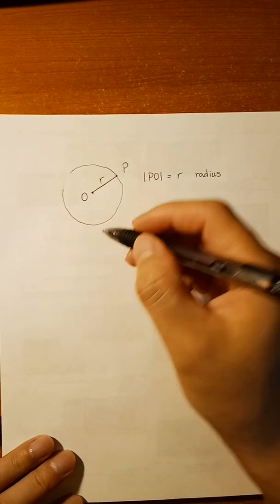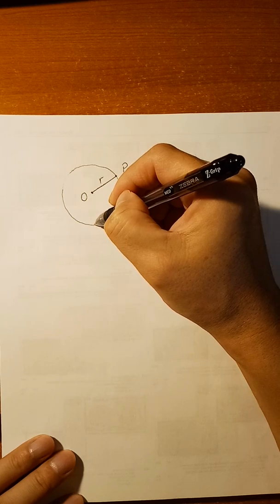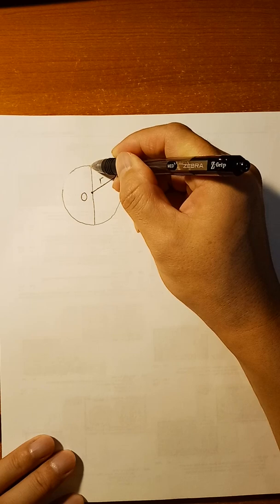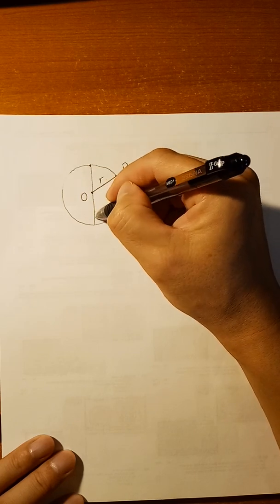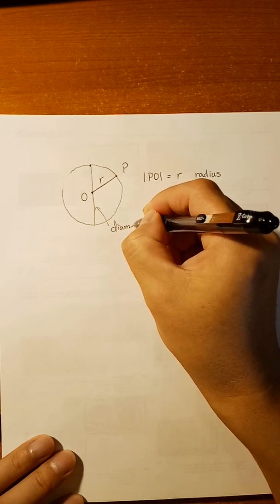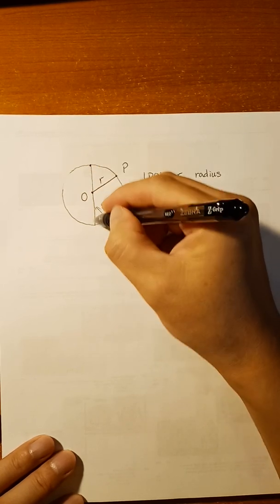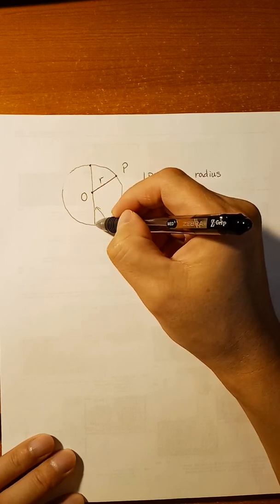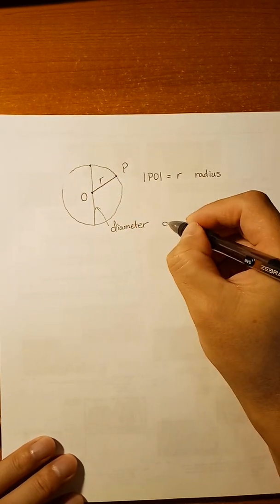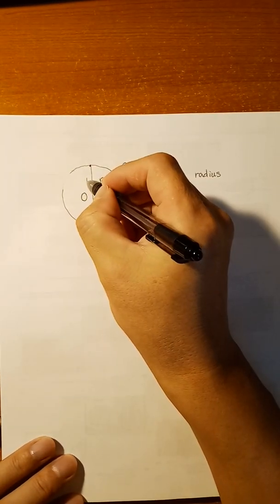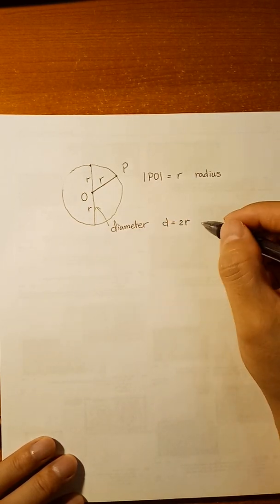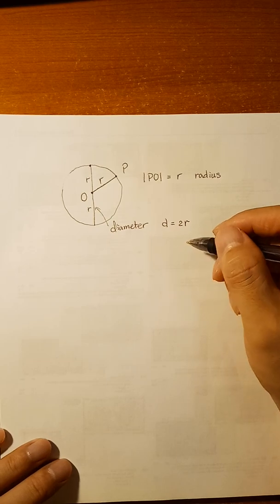And when you have a circle, if you get a segment from one point through the center, reaching the second point on the circle, this is called the diameter. So a diameter is a segment from one point to another point through the center. You see here, the diameter, here is a radius, here is a radius. The diameter is twice the radius.